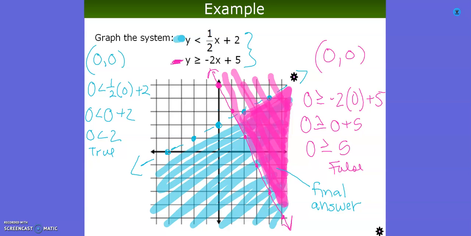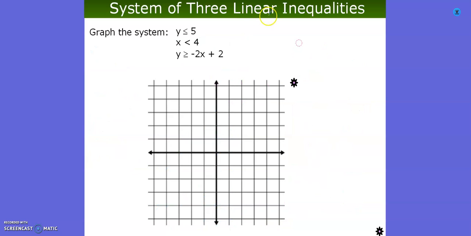So at the end, if I'm not super confident in my shading, I can always pick a point in that shaded area, plug it into both, and make sure it's a true statement for both inequalities. And that's how you graph a system. Let's try another. This one has 3 statements. We might want to do 3 colors, or I'll show you how to graph each one separately and then erase what's not needed.